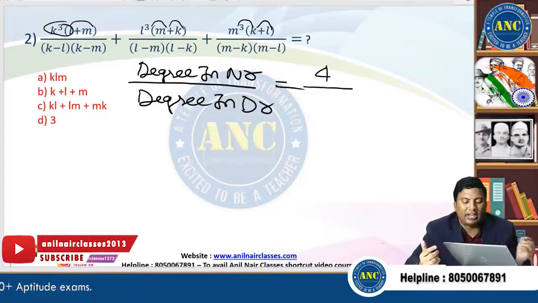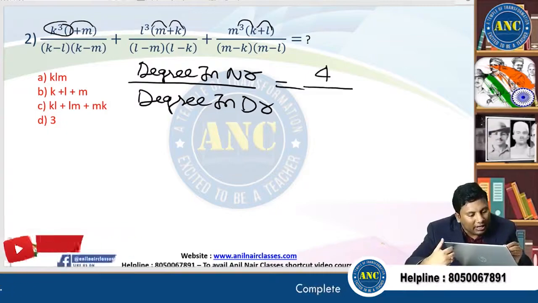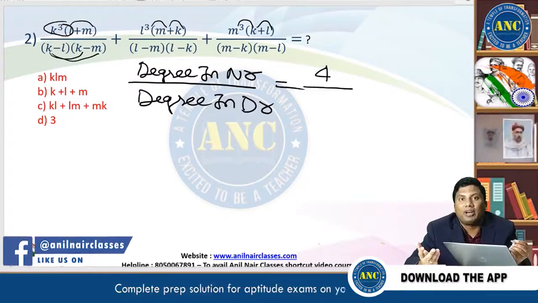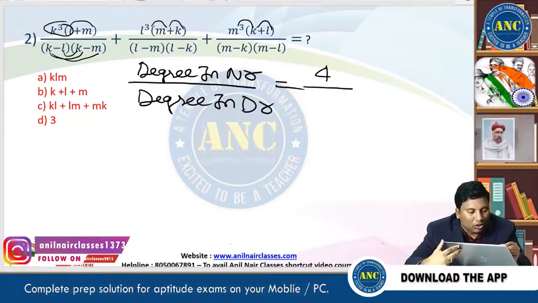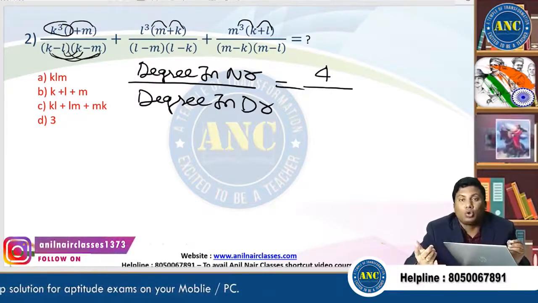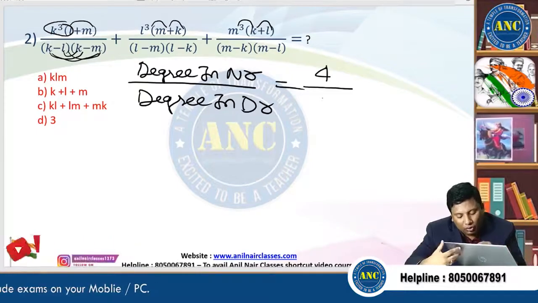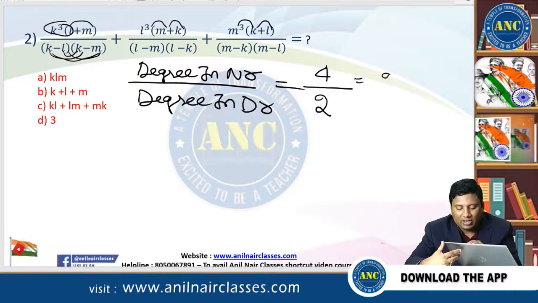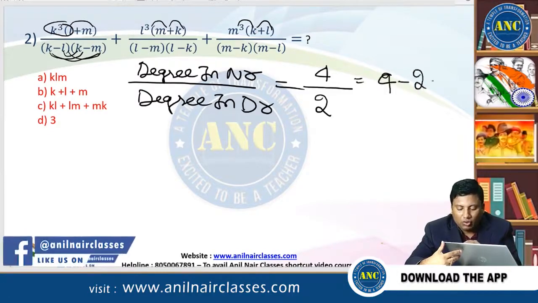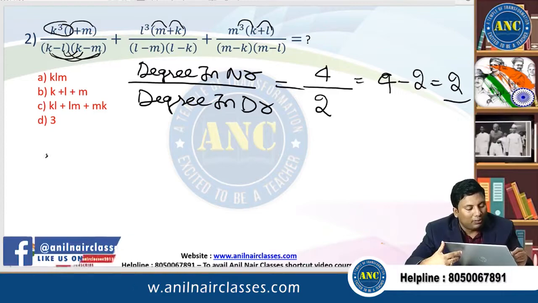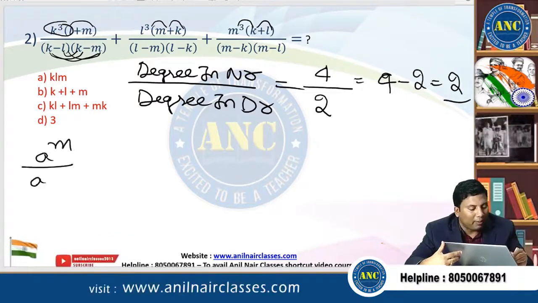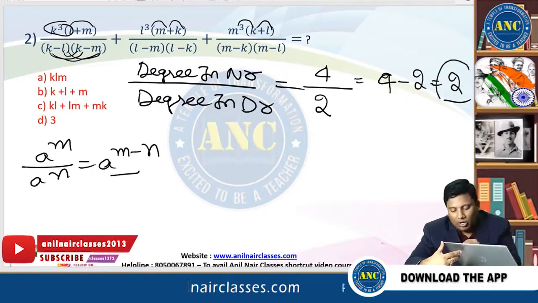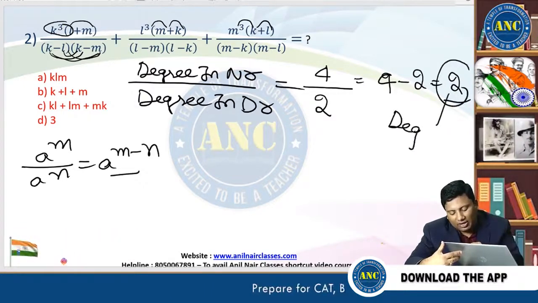Degree in the numerator is 4. Degree in the denominator: K into K is K squared, K into M is K to the power 1, M to the power 1, so 2. Here also 2. Maximum of 2, 2, 2, 2 is 2. So degree in the rational function will become 4 minus 2, which is nothing but 2. Why? Because a to the power m divided by a to the power n is a to the power m minus n.